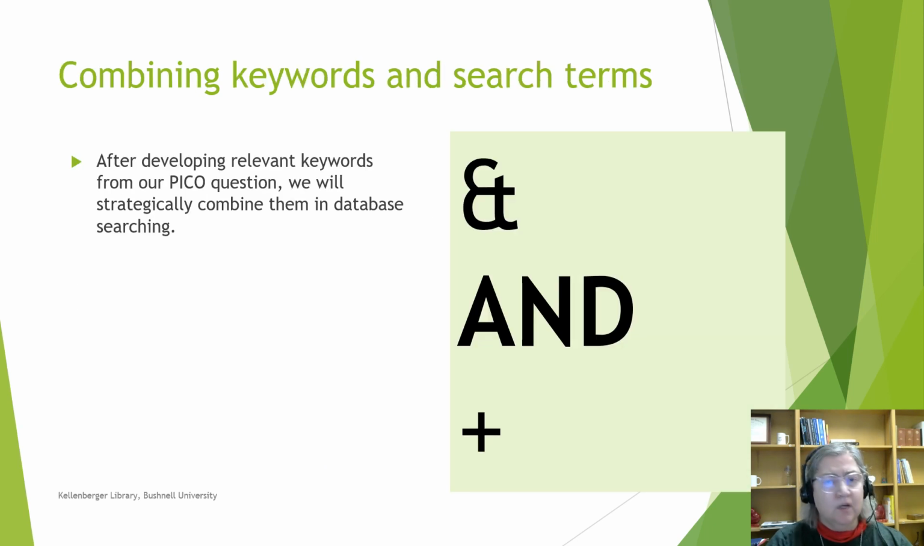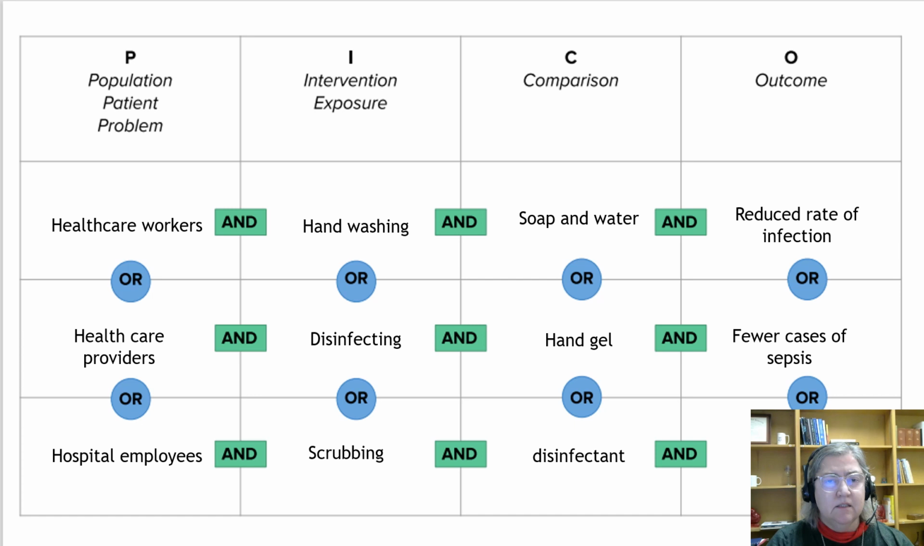After using the OR operator to develop a variety of relevant keywords from our PICO question, we will strategically combine them with the Boolean AND operator in our database searching. Sometimes a visual tool such as this Boolean worksheet can be helpful in making sure all of our bases are covered before searching. This one has some keywords from our practice question filled in. We'll look at how to use this a little bit later.